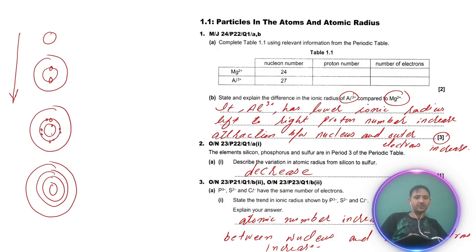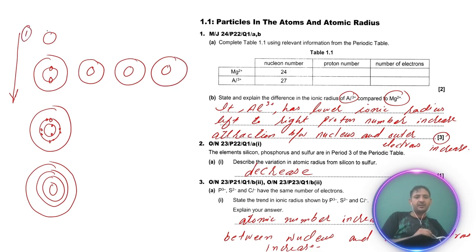Okay, top to bottom. But you are moving from left to right, so the atom shell number will remain the same. Okay, they will remain 2, 2. If there is period number 1, it means only one shell is there. Period number 2 means there are only 2 shells.